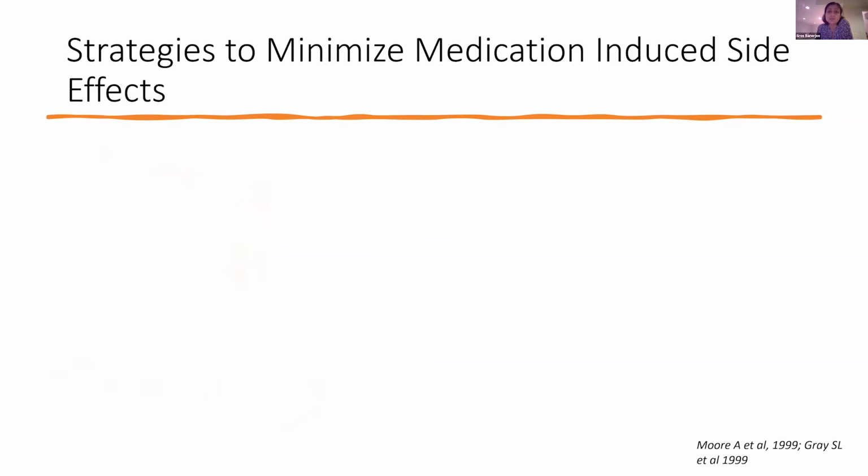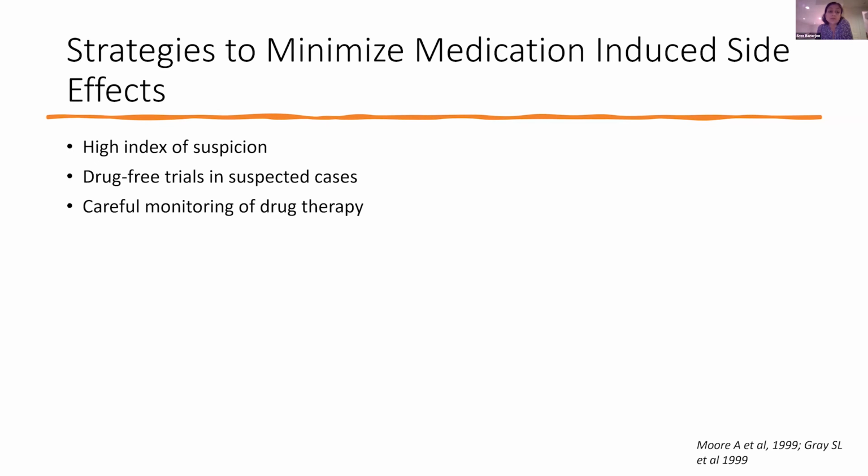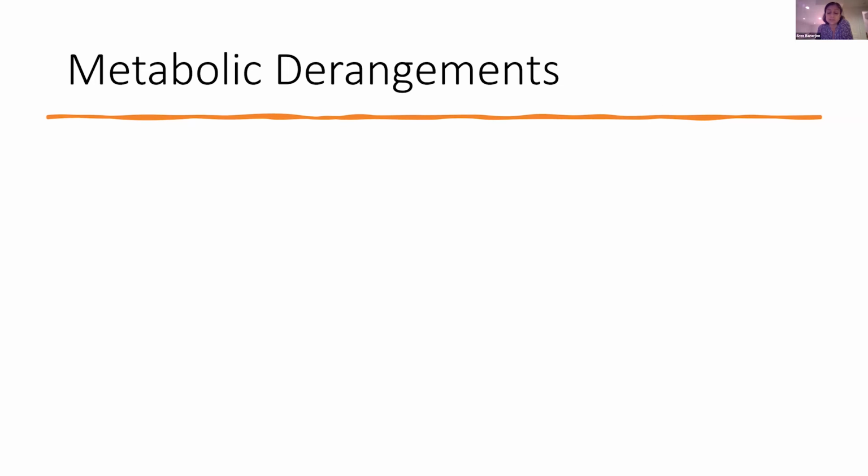So what are the strategies to minimize medication-induced side effects? Obviously, the first step is a high index of suspicion, and then drug-free trials in suspected cases. When you're taking these medications, there's a reason why you're taking them, and you cannot just stop any medication on your own. So this is something to discuss with your healthcare provider: go over the dose, the duration, whether you can reduce some of the medications, and whether there are any concerns for drug interactions. If possible, some drug-free trials may be helpful. Careful monitoring of drug therapy is important.